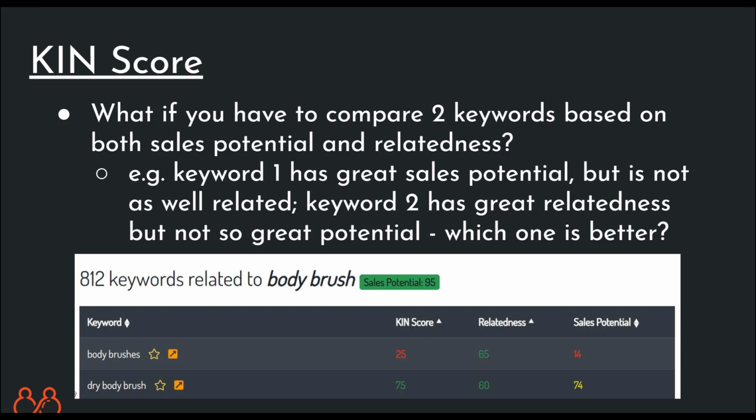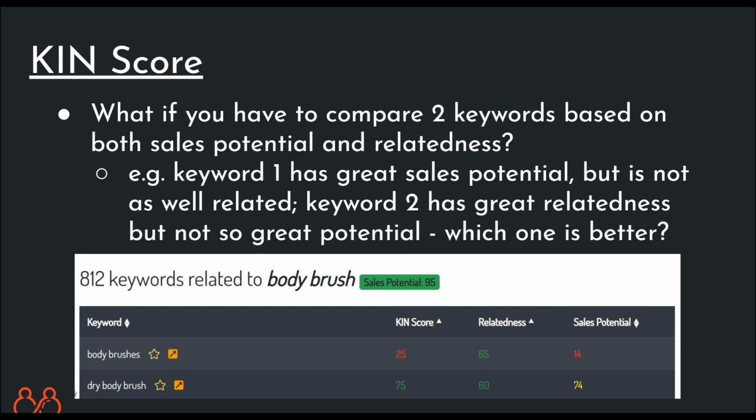In this case, I've searched for body brush, and if I sort by relatedness, I see body brushes and dry body brush. In terms of relatedness, body brushes is superior to dry body brush. It has a relatedness score of 65, higher than 60 what dry body brush has.